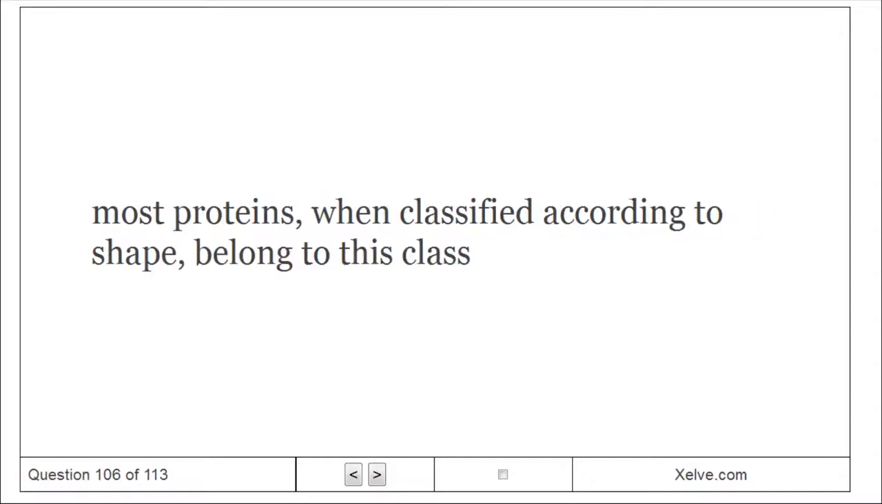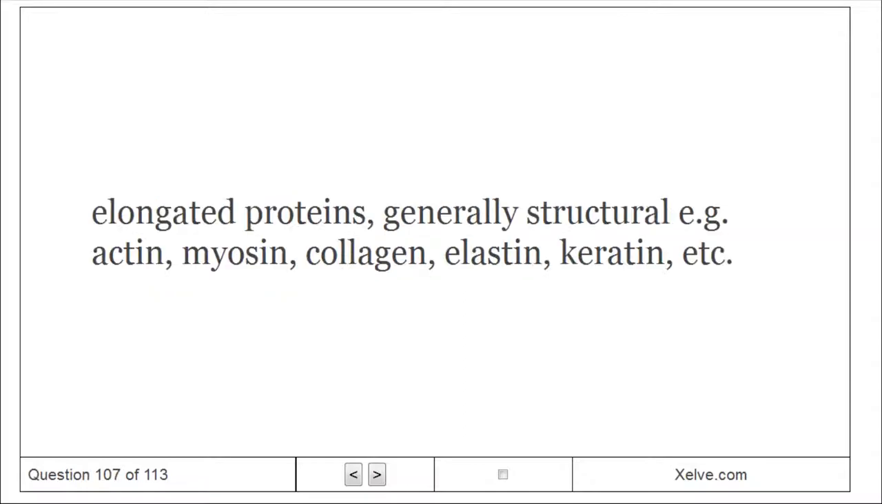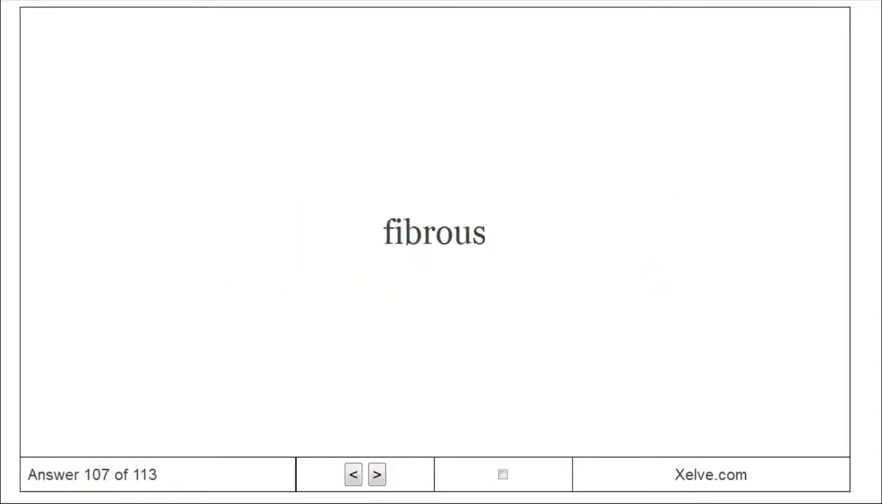Most proteins, when classified according to shape, belong to this class: globular. Elongated proteins, generally structural, e.g. actin, myosin, collagen, elastin, keratin: fibrous.